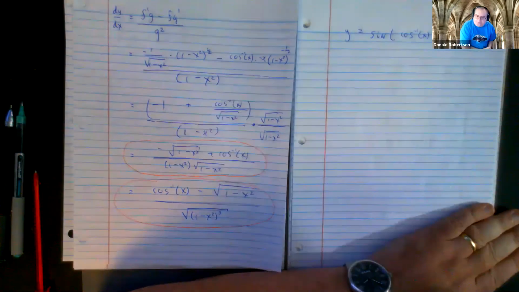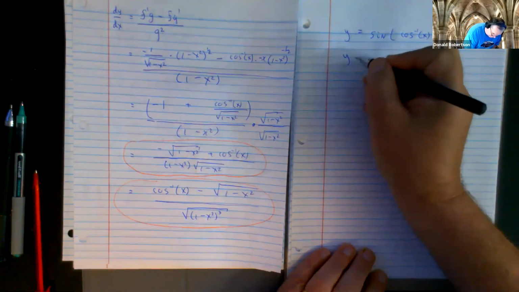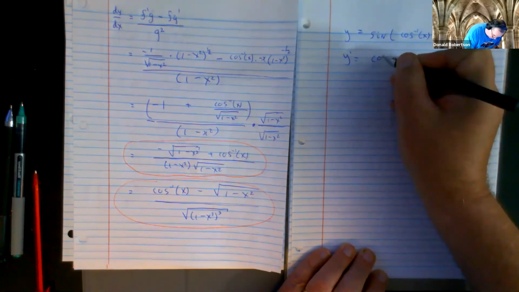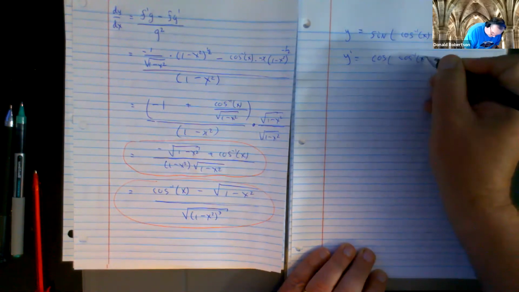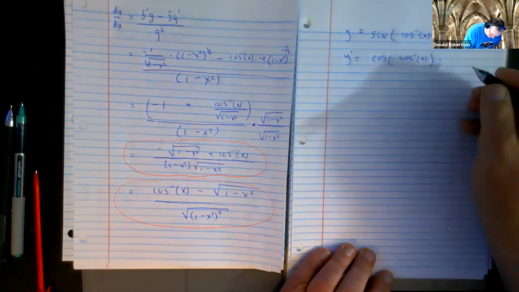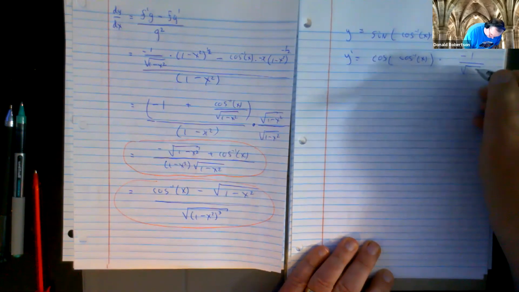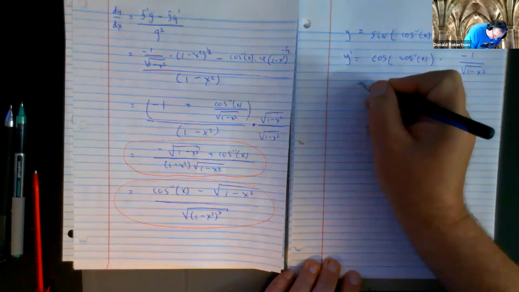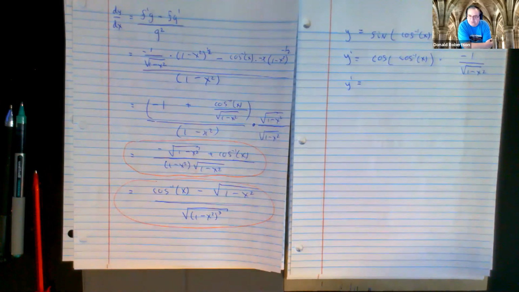There's the first one. So it's the sine of something. So its derivative is the cosine of something times the derivative of something. And something very strange is happening here.